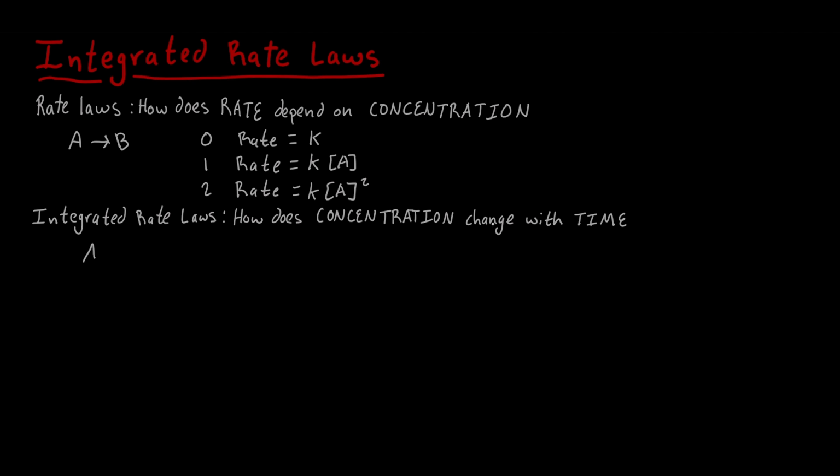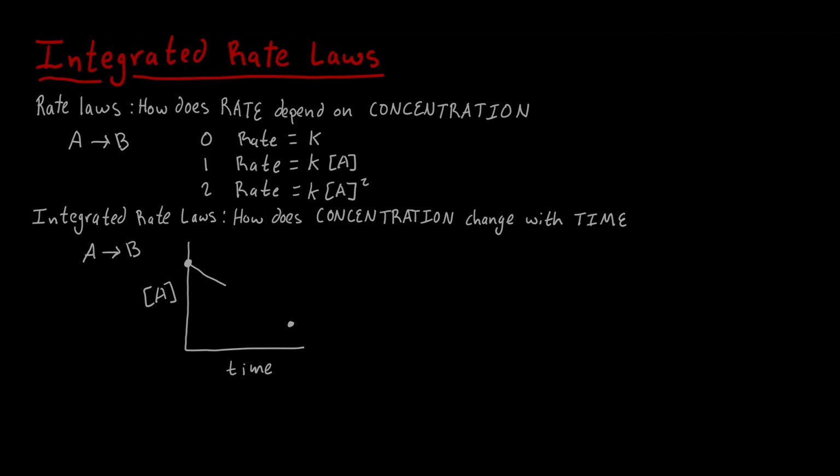So let's look again at our simple reaction of A going to B. If we make a graph of time versus the concentration of our reactant A, we have to start with some concentration on the y-axis, and then after some amount of time, a certain amount of that reactant will be used up. So the question that we're asking with integrated rate laws is, how does it change?